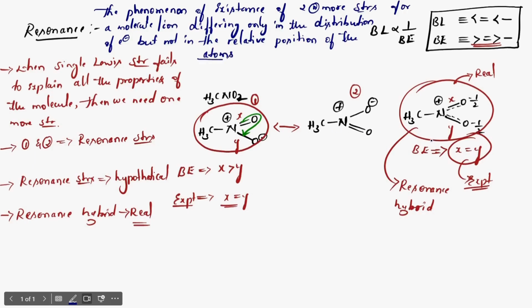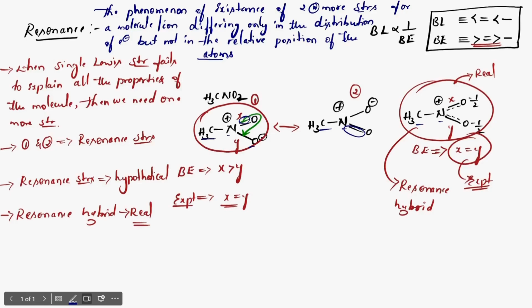In all three cases, if you see the position of the atoms, there is no change in the position of the atoms. The only change is the distribution of electrons. Here the pi bond is here in the first case. In the second case, the pi bond is here. In the third case, the pi electrons are distributed to both the oxygens. That means there is only a difference in the distribution of electrons, but not in the relative position of the atoms. This is nothing but resonance.